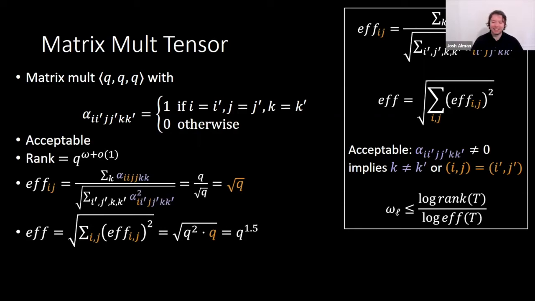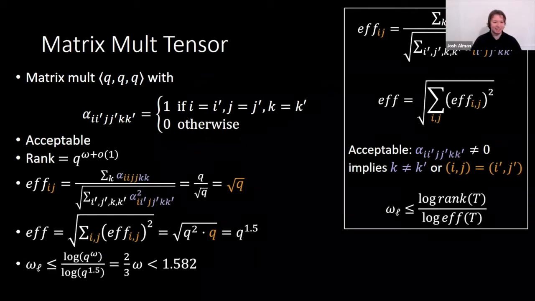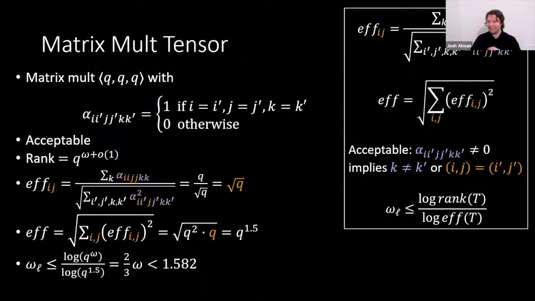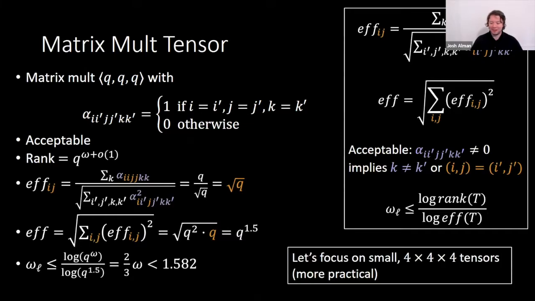Okay, and then we plug it into our formula, and we see that the light bulb exponent is at most log of q to the omega divided by q to the 1.5, which is 2/3 omega. So plugging the matrix tensor into this theorem recovers the best known algorithm for the light bulb problem. And in fact in this situation our algorithm is pretty much identical to the current best known algorithm for the problem. Okay, so what I want to tell you about next, I want to focus not on big q by q by q tensors, but on small 4 by 4 by 4 tensors, such as the 2 by 2 by 2 matrix mult tensor.